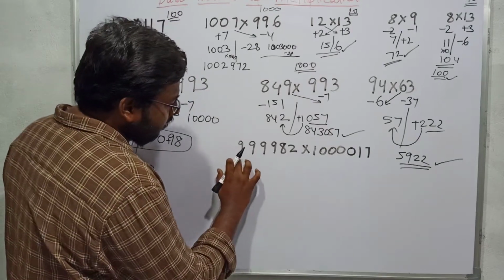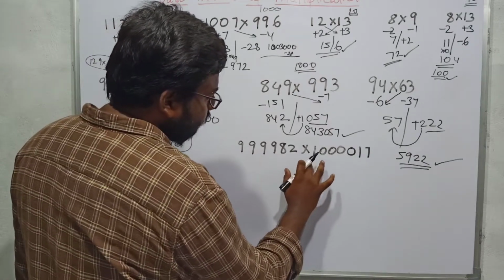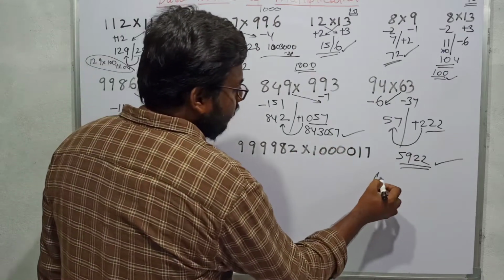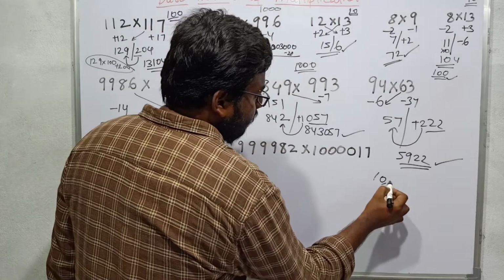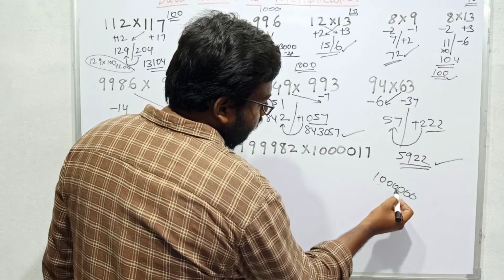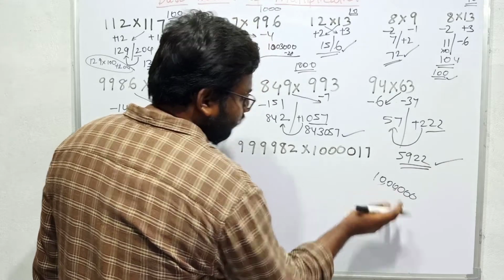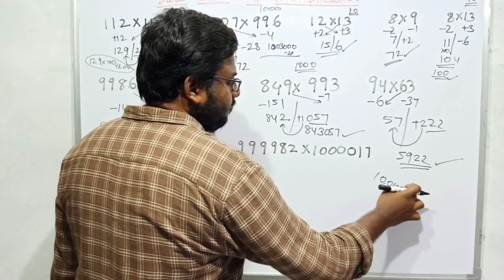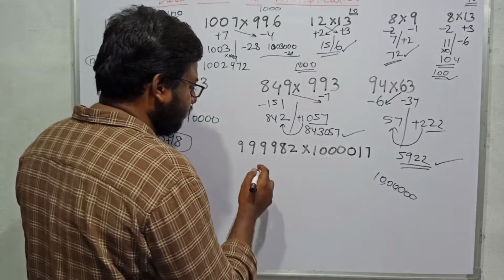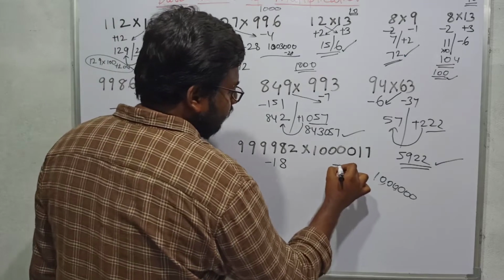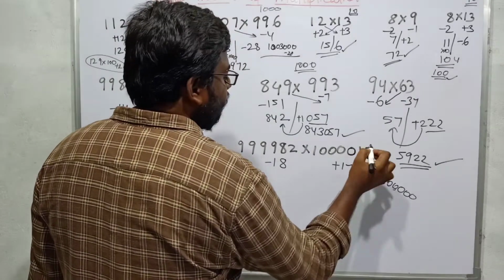So this is 4982 into 10,017. So this is calculated on the base of 10 lakhs, because 1 after 6 zeros. This is operated on the base decimal number 10 lakhs. So from 10 lakhs, this is how much gap? This is minus 18 gap, and this is plus 17 far from it.